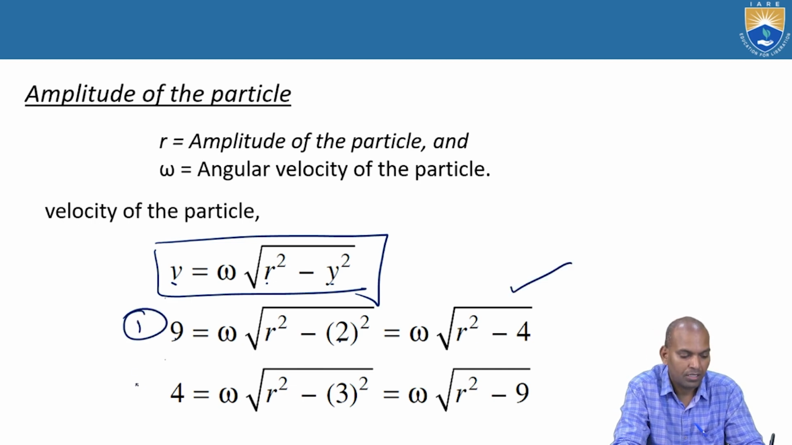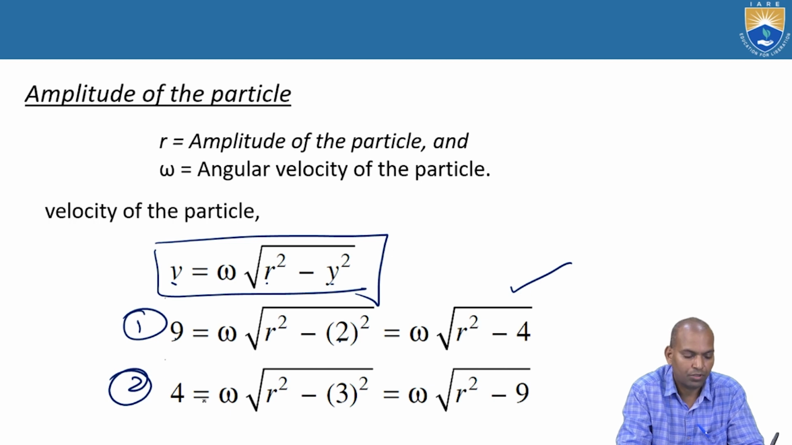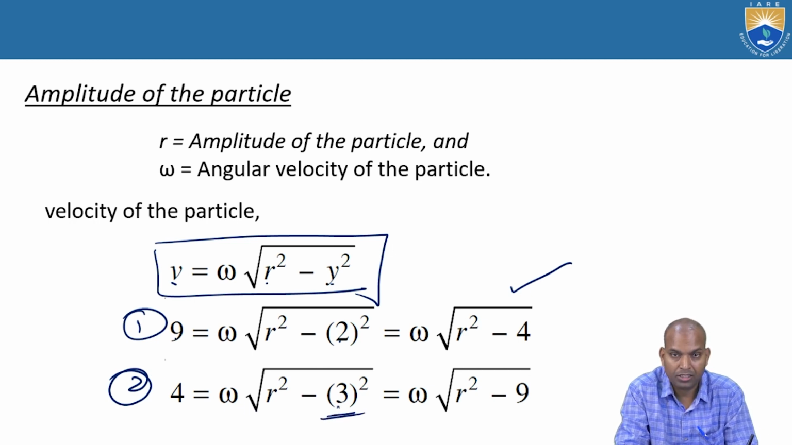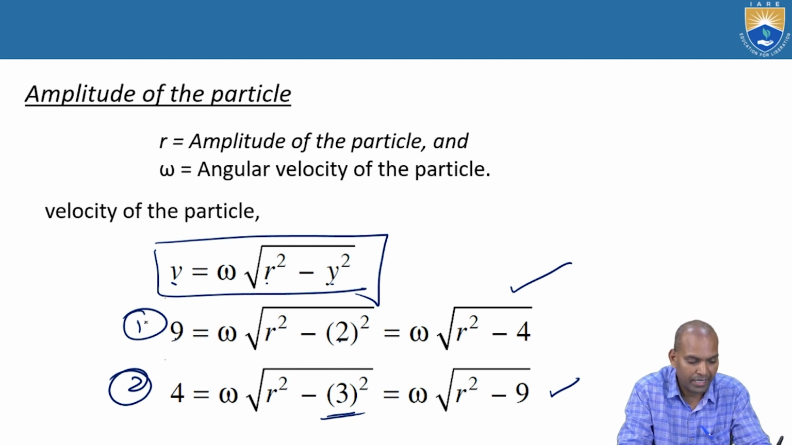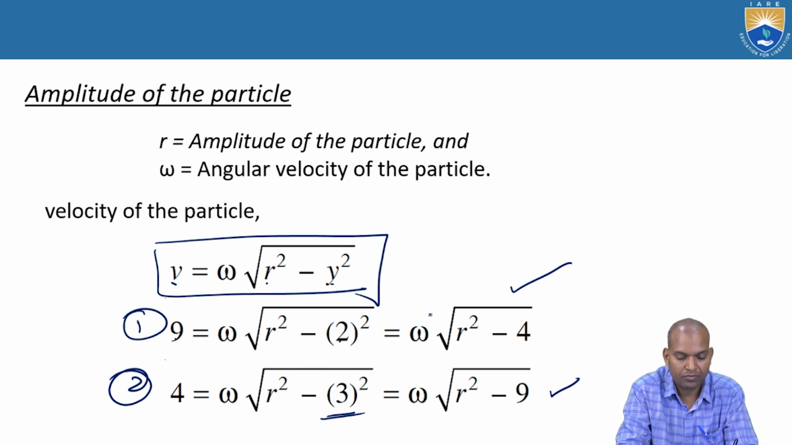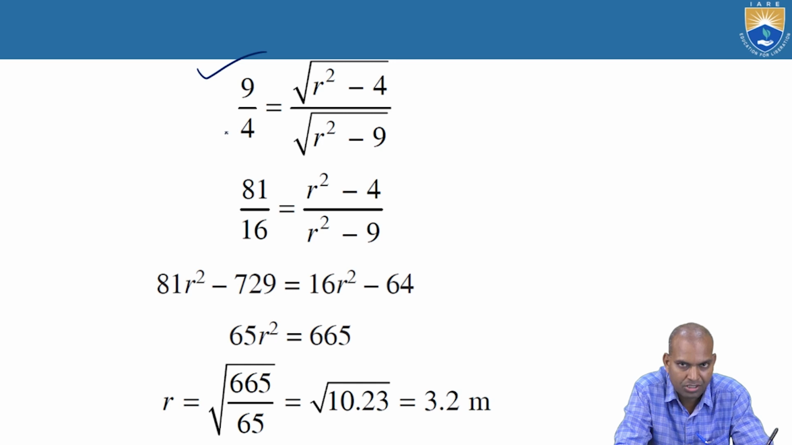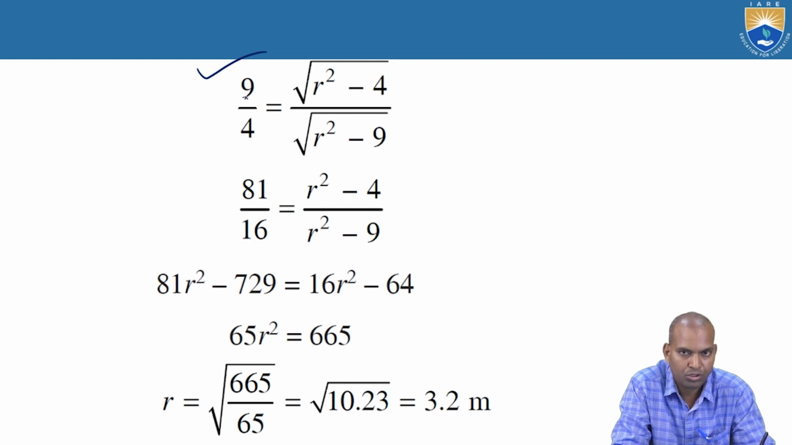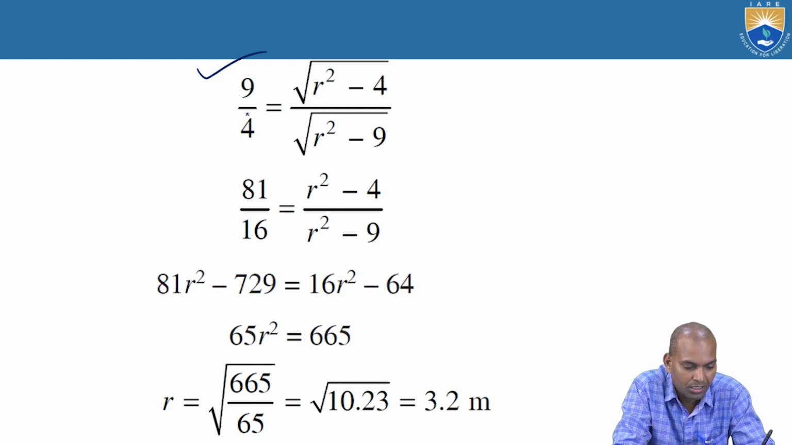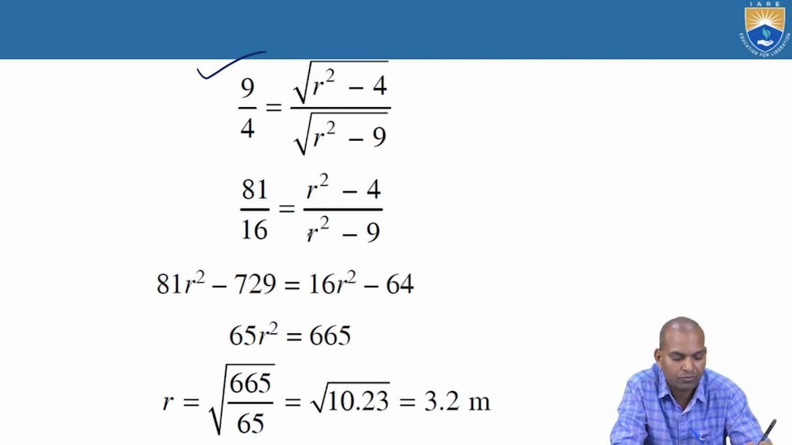That is one equation. The second equation, v2, is 4 equals omega times the square root of r square minus y square, where y is 3, that is omega times the square root of r square minus 9. Now divide this equation by this equation, then omega will cancel in numerator and denominator. Squaring both sides, 9 by 4 squared gives 81 by 16 equals r square minus 4 by r square minus 9.